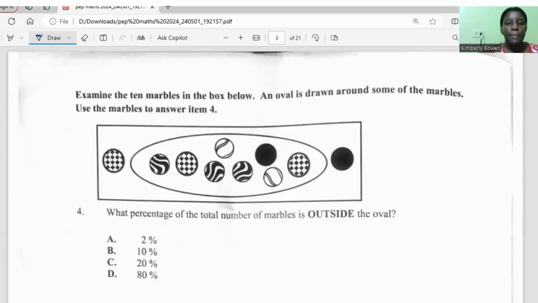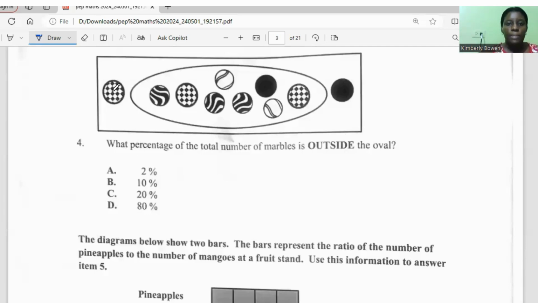Examine the 10 marbles in the box. An oval is drawn around some of the marbles. Use the marbles to answer item 4. What percentage of the total number of marbles is outside the oval? Let's count how many marbles there are. 1, 2, 3, 4, 5, 6, 7, 8, 9, 10 marbles. And 2 is outside of the oval, so 2 out of 10 is 20%.